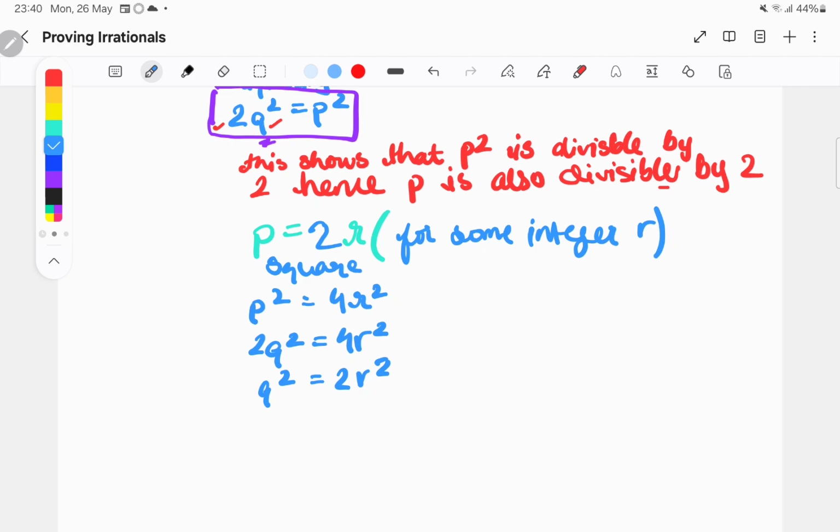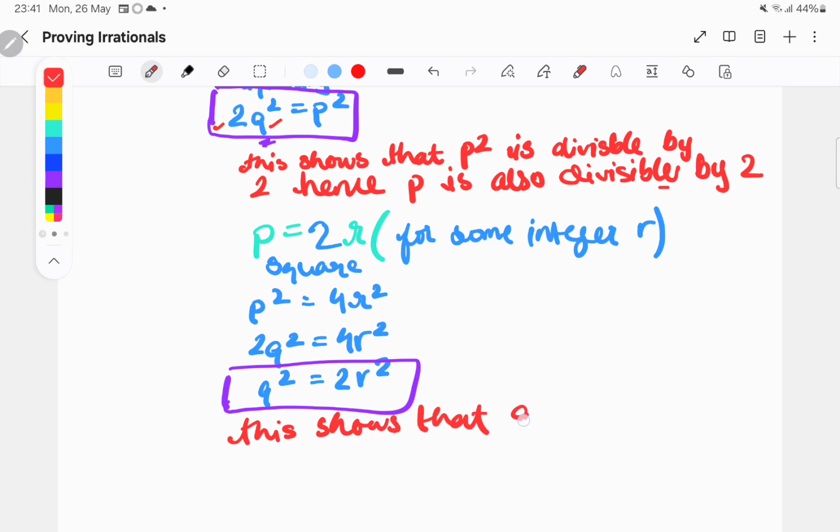Now again we have something similar. This is very important. You can box this up. q square is equal to 2r square, so q would also be divisible by 2. Same thing that we have written here. This shows that q square is divisible by 2.